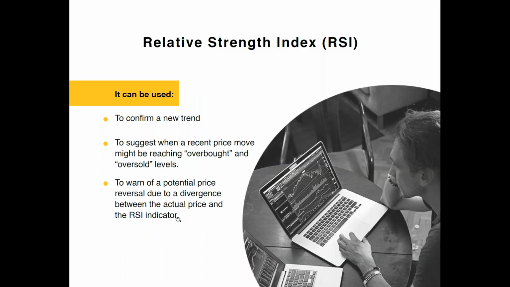The relative strength index basically confirms whether there's a new trend. It also suggests when a recent price move might have reached an extreme, meaning overbought and oversold. So you have those peaks, as we call them, and those troughs, the low points of the instrument we're looking at, which is an oversold level. And of course, it warns us about potential price reversal due to the divergence between the actual price and the RSI indicator. So usually when you have something oversold, guys, you need to be aware that there could be a change in people's perception. They might actually start buying the specific instrument.